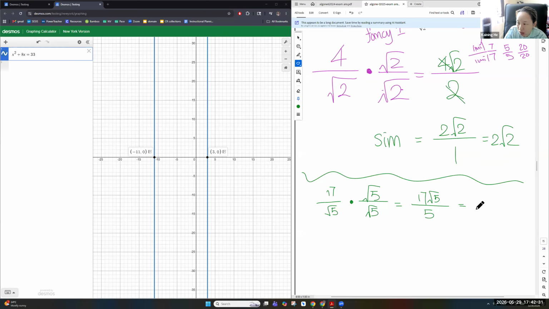Since 17 and 5 don't actually cancel out to anything, I'm going to keep it 17 over 5, and then a square root of 5. So keep it as a fraction. That's fine. Or you can think about other things. That doesn't matter. Either this is a good answer or this is a good answer. They're both good answers. All right. So just pay attention. Regardless of what square root you're getting in a denominator, you just multiply by a fancy one.